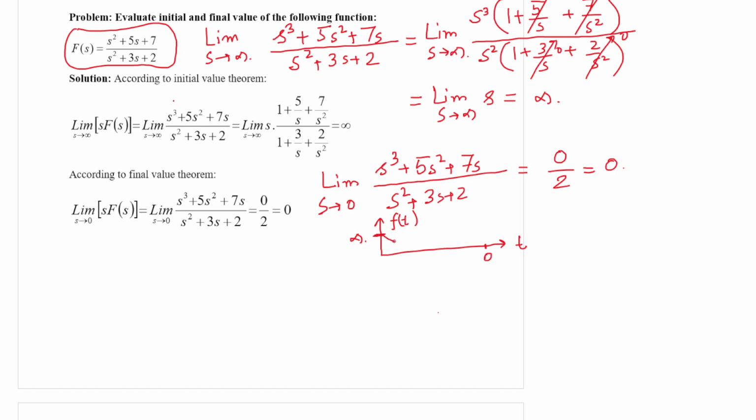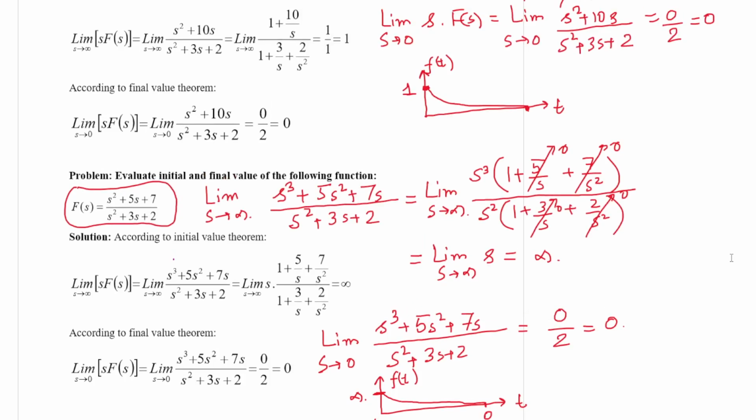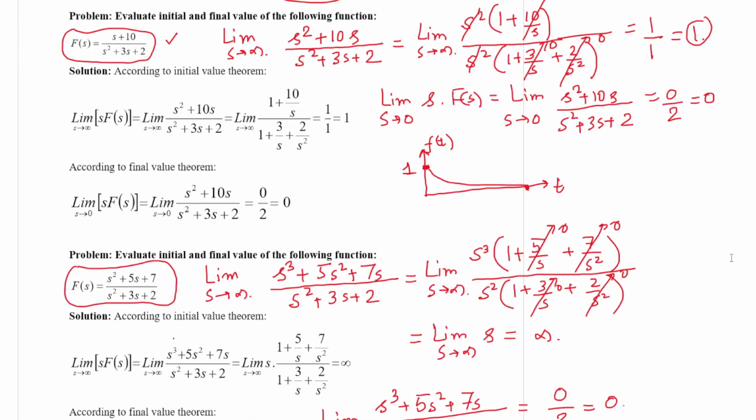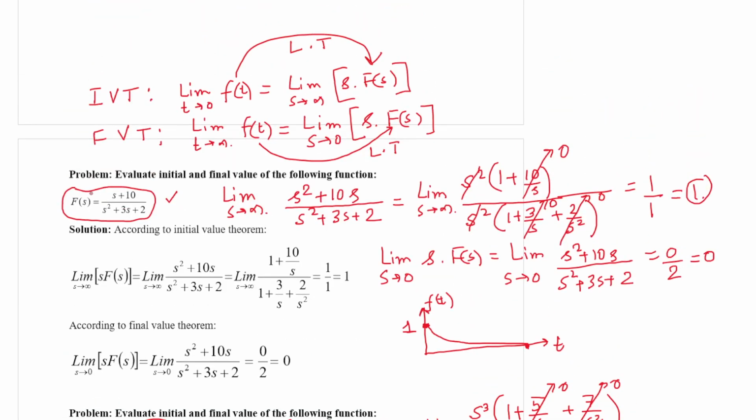The trajectory may be something like this or any kind of trajectory, but it means that at t equal to 0 it starts with the value of infinity, and at t equal to infinity it ends at 0 value. So this is the significance of the initial value theorem and final value theorem. These two theorems are useful to evaluate the initial value and final value of a function.